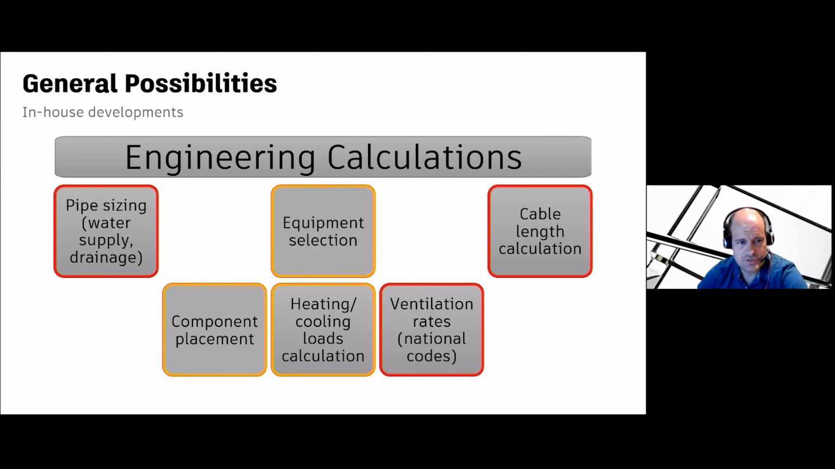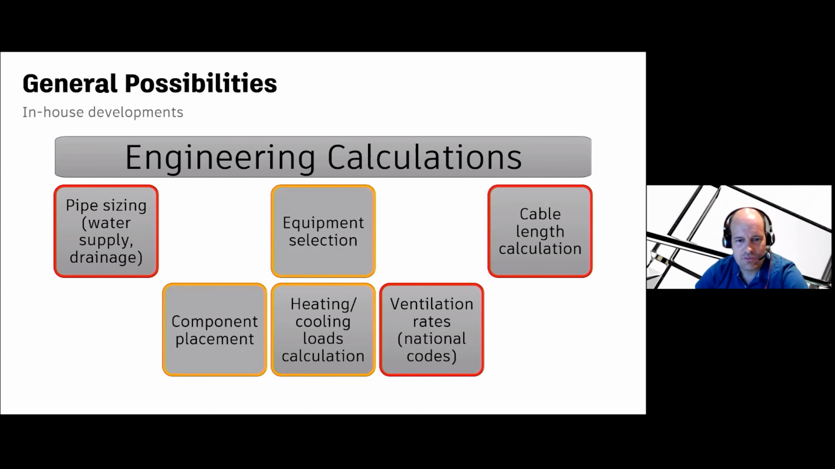which is the pipe sizing, but then for water supply pipes and drainage pipes. The cable length calculation tool is a Dynamo script that we've developed to actually route cables over cable trays, calculate the lengths, visualize it, etc. Also, we calculate the ventilation rates according to the Belgian code.